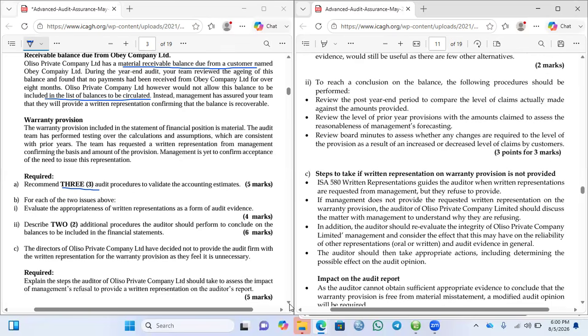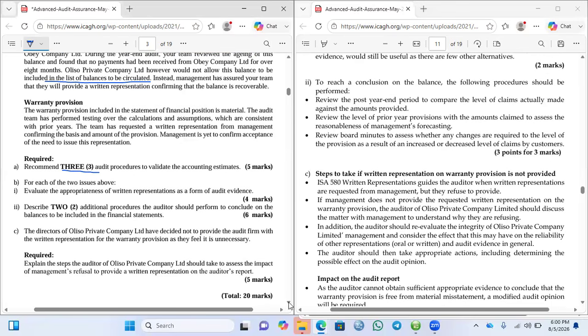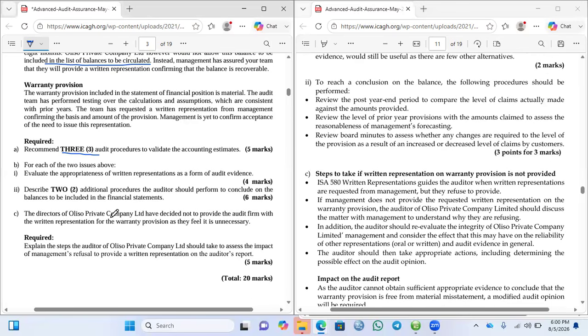C. The directors of Oliso Private Company have decided not to provide the audit firm with the written representation for the warranty provision, as they feel it is unnecessary. Required. Explain the steps the auditor should take to assess the impact of management refusal.